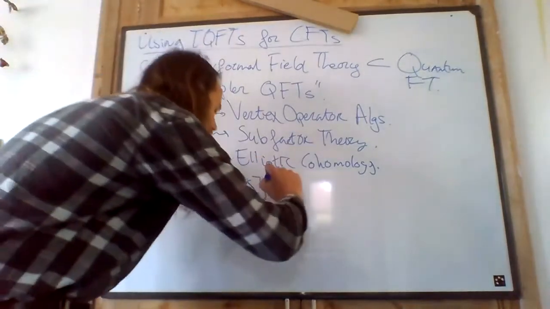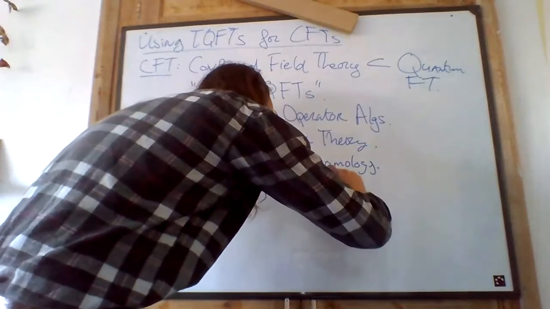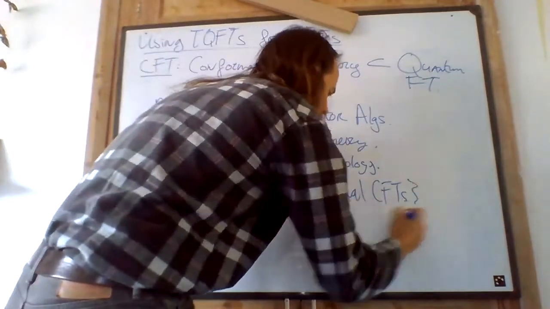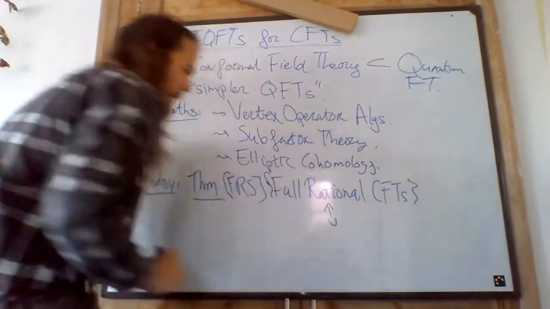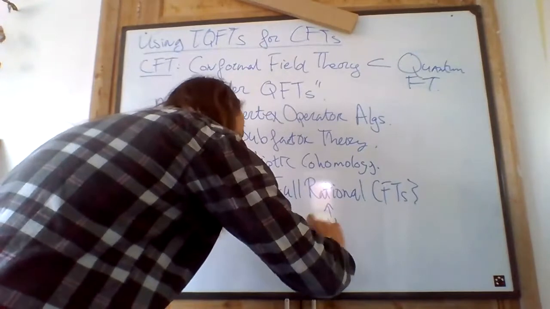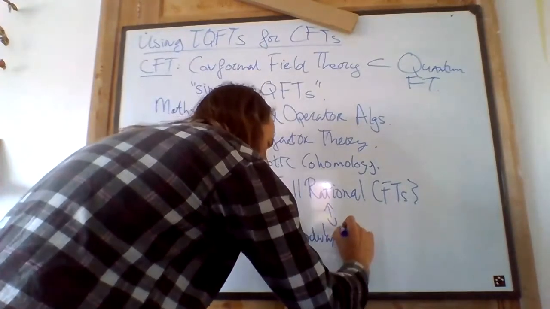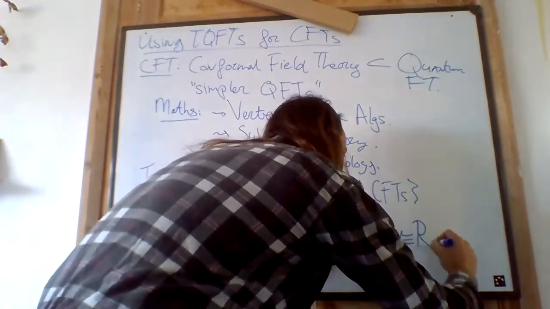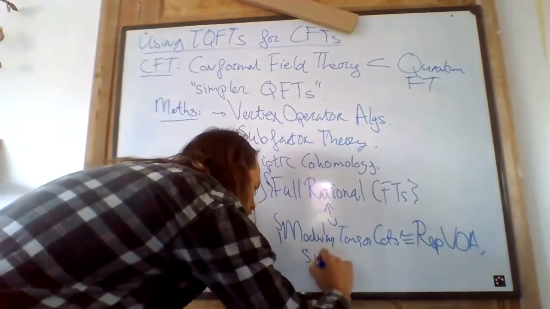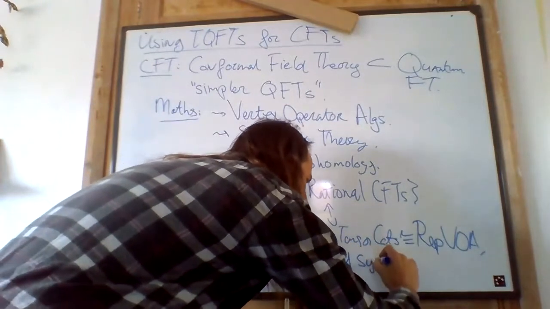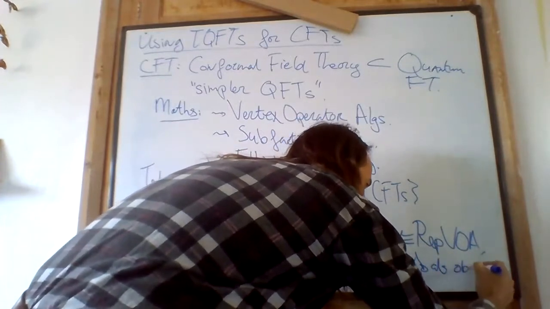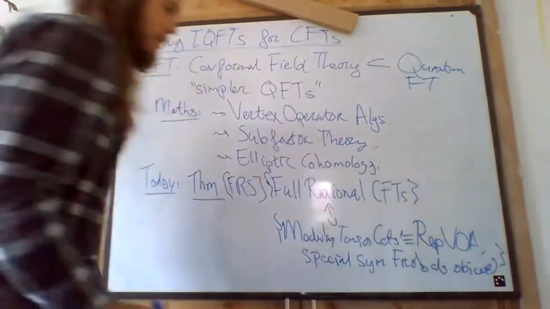which states that full rational CFTs corresponds to modular tensor categories that are identified as the representation category of a VLA, together with a so-called special symmetric Frobenius algebra inside of the modular tensor category.